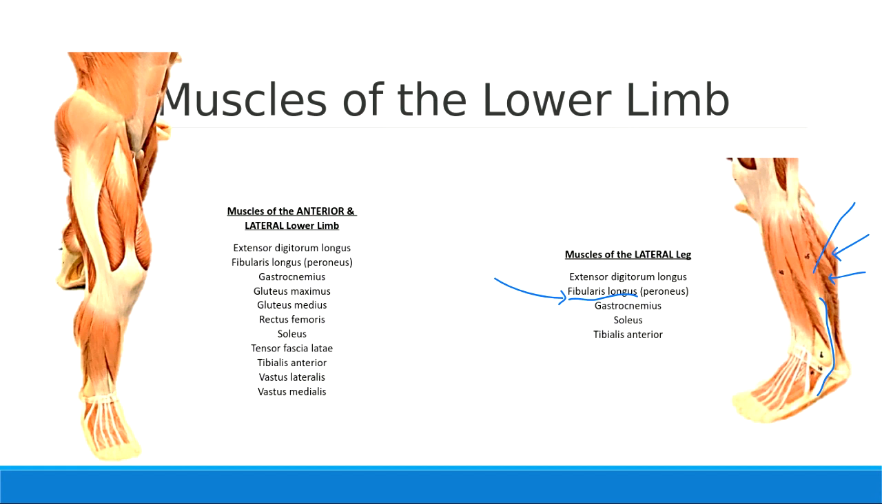So from the back side, let me get my pointer. From the back side, here on the leg, we have gastrocnemius. Right in front of gastrocnemius, we have the muscle called soleus. Those were the two on the back side. All the way lateral on your leg down here on top of the fibula is fibularis longus. Then we've got two muscles. Let me draw my little lines here, 1 and 2.